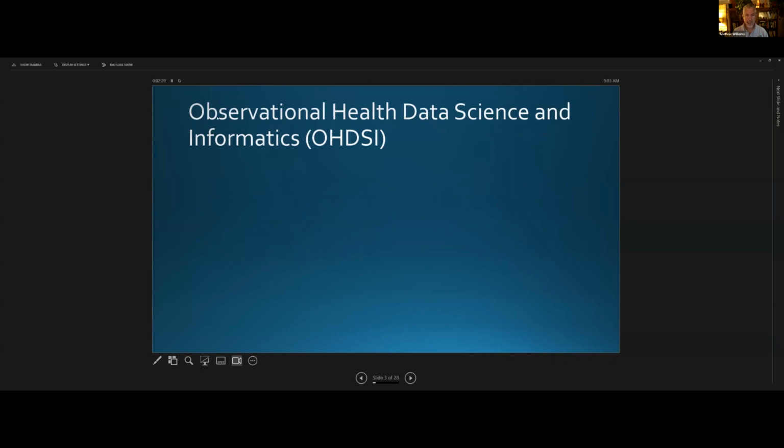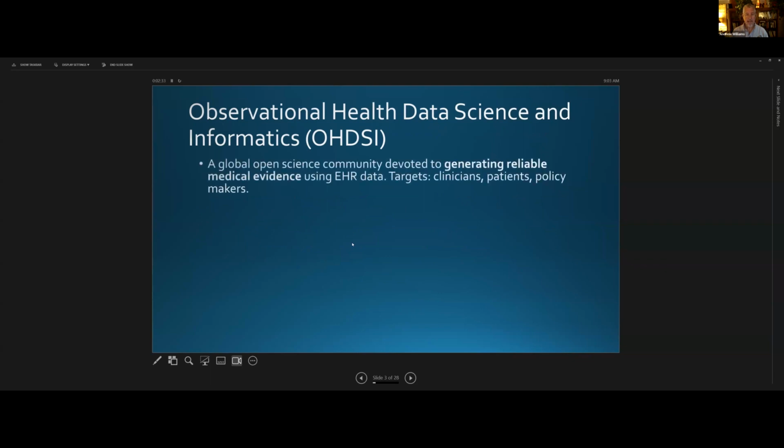So Odyssey stands for Observational Health Data Science and Informatics, and it is a global open science community, and it's devoted rather relentlessly to generating reliable medical evidence using this EHR data, where the targets, the consumers of the evidence that we are producing include clinicians, patients, policymakers. For the most part, it was designed to be used in a federated way.